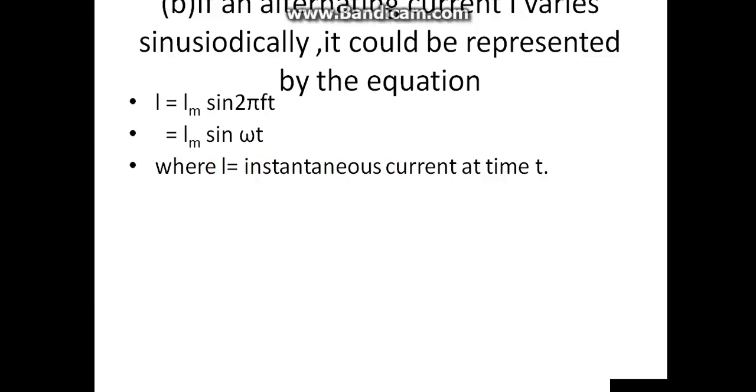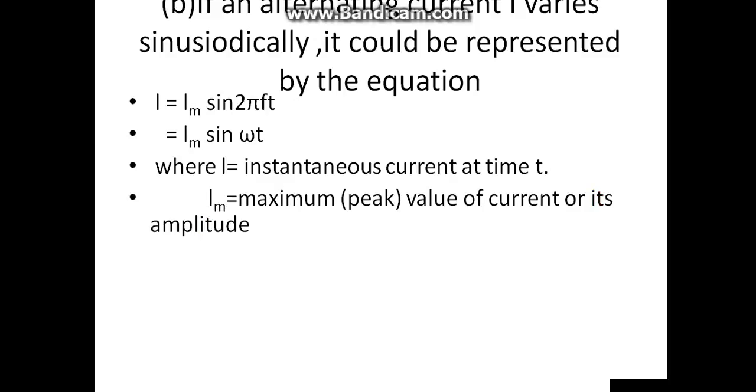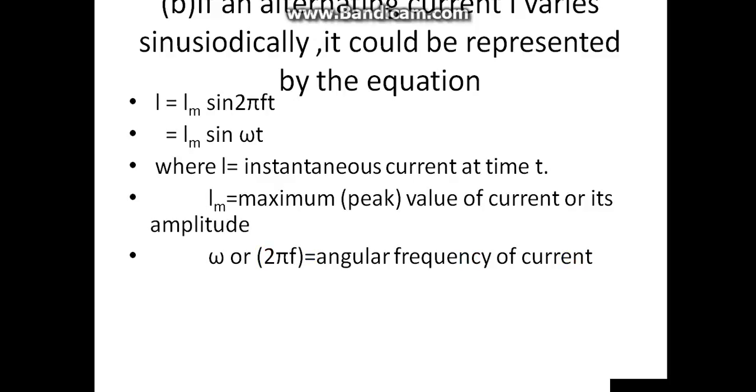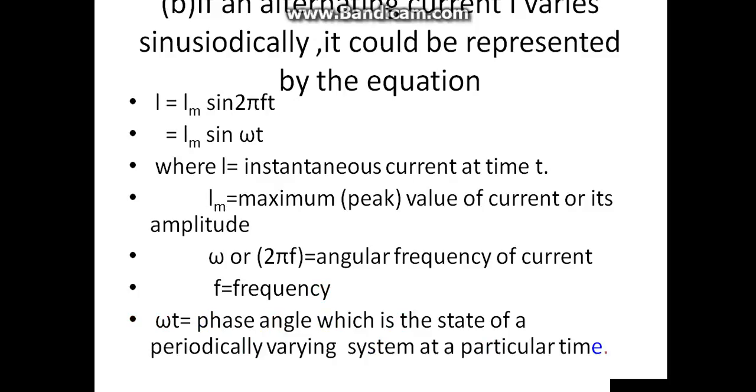B. If an alternating current I varies sinusoidally, it can be represented by the equation I equals Im sin 2 pi ft, which equals Im sin omega t, where I is the instantaneous current at time t, Im is the maximum peak value of current or its amplitude, omega or 2 pi f is the angular frequency of current, and f is the frequency. Omega t is the phase angle, which is the state of a periodically varying system at a particular time.